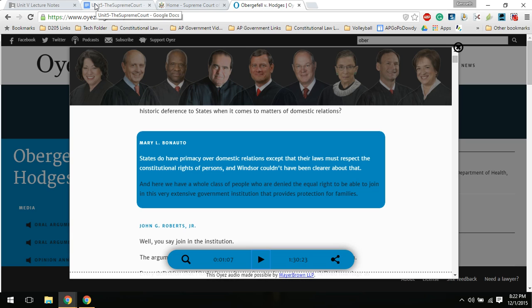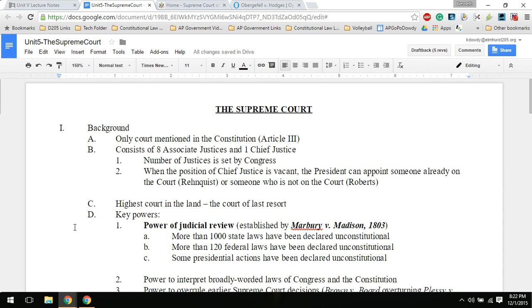It's one individual making their argument in front of the court, and the Chief Justice and the other associate justices can ask questions during this entire time.